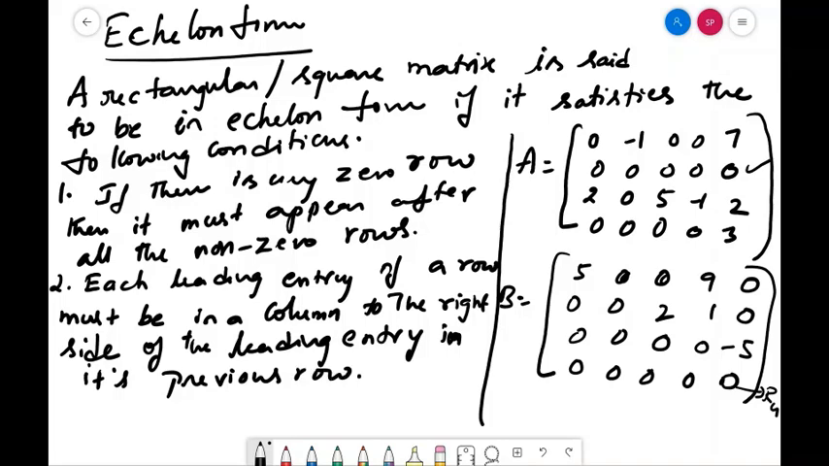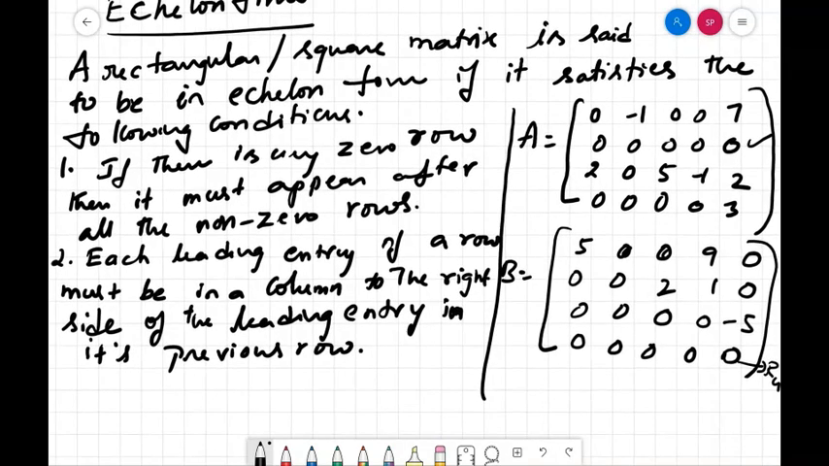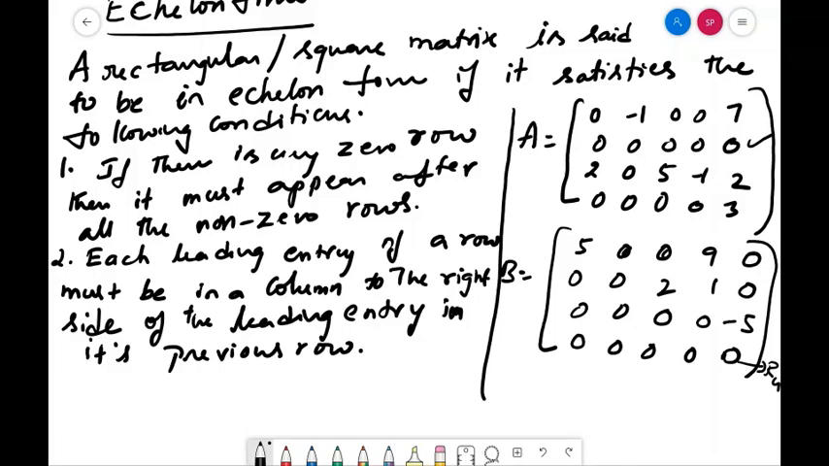So this point is a little tricky. Each leading entry of a row. Let me take, for example, matrix A. To apply the second condition, let us first mark the leading entries. In matrix A, the first row has minus 1 as its leading entry. The second row has no leading entry. The third row has 2, and the fourth row has 3 as its leading entry. Whereas in matrix B, the first row has 5 as its leading entry, the second row has 2, and the third row has minus 5.